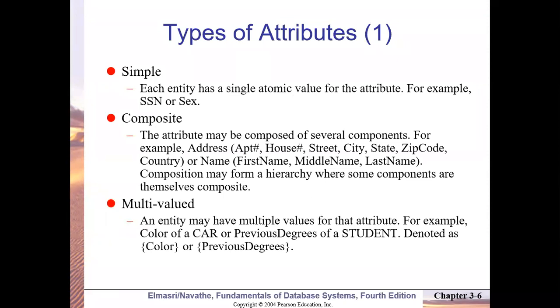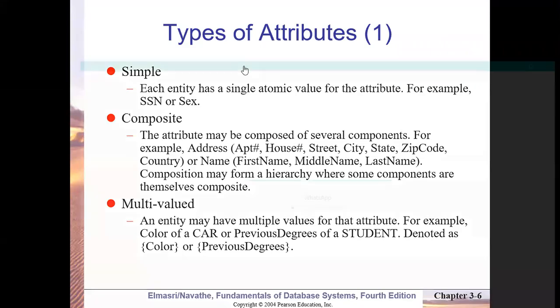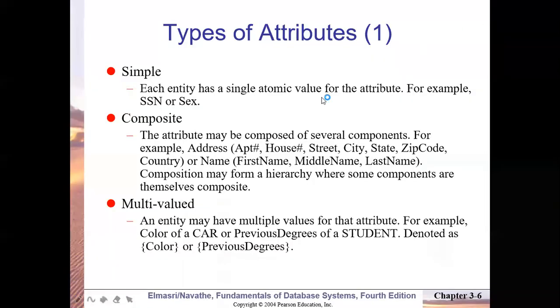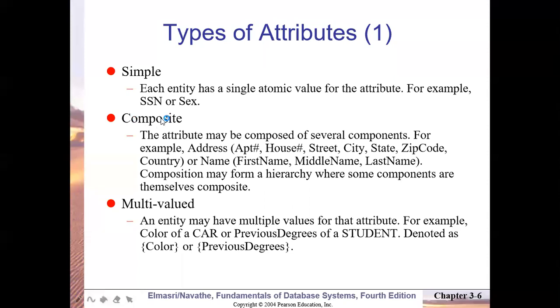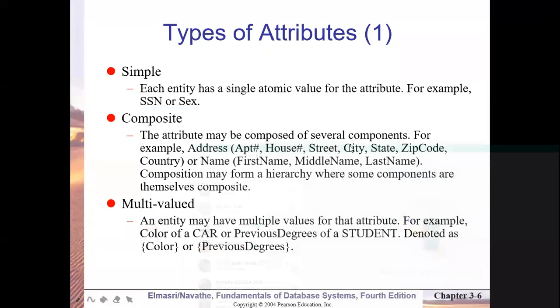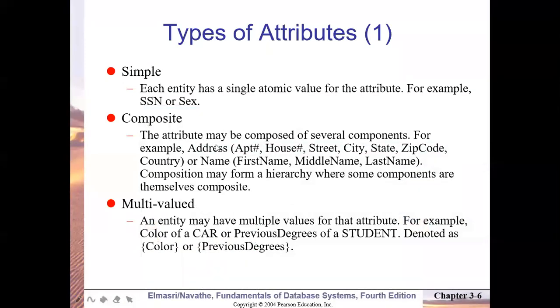Simple attribute. These are such attributes whose value is single and atomic. Example is your roll number or SSN or gender, etc. Then there is composite attribute. These are the attributes whose values are composed of multiple subcomponents. Example is name, which may be formed of first name, middle name, and last name. Then address, which may have different subcomponents.